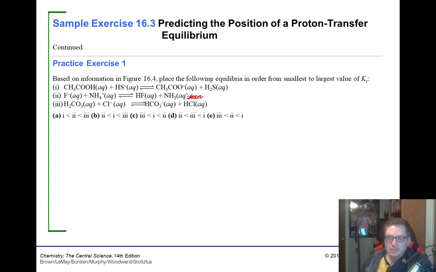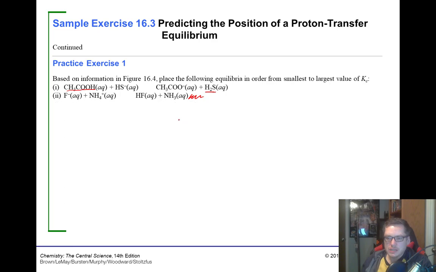All right, so it says acetic acid with hydrogen sulfide. So what we have to do is just look for the two acids here. So acetic acid would be one acid. And then the other acid would have to be this hydrogen sulfide, H2S. All right, so acetic acid, hydrogen sulfide.